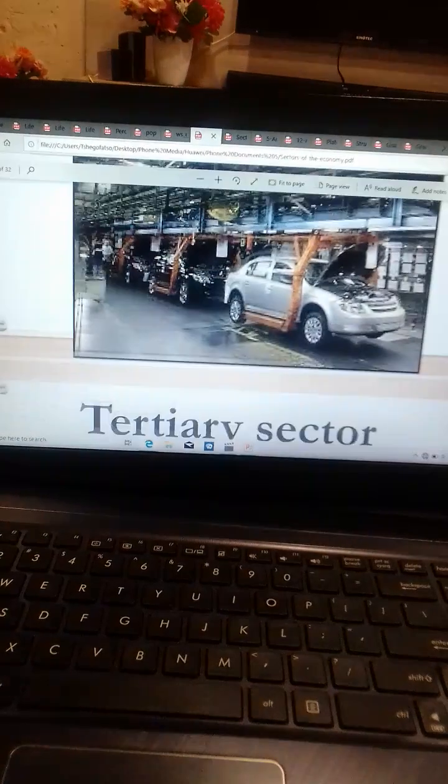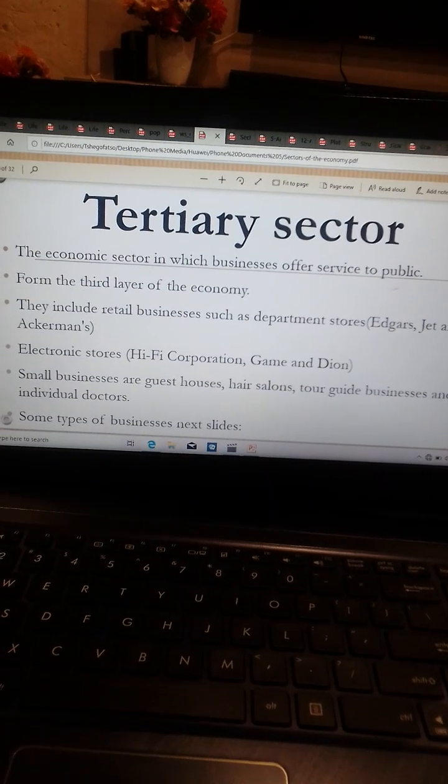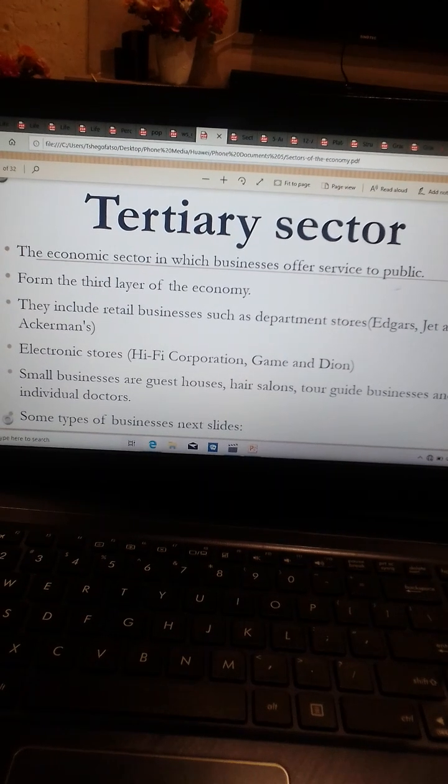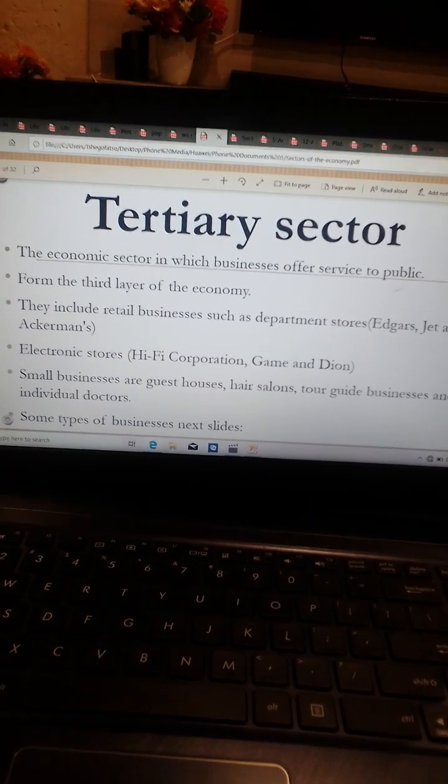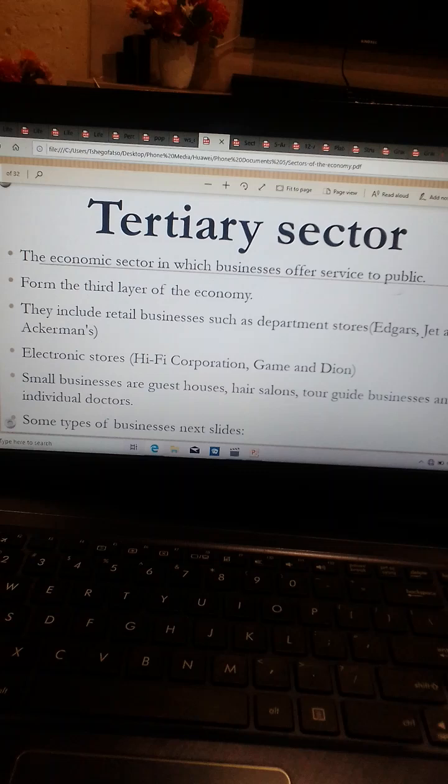A car factory there. Tertiary sector. The tertiary sector is the economic sector in which businesses offer services to the public, right? The tertiary sector forms the third layer of the economy.